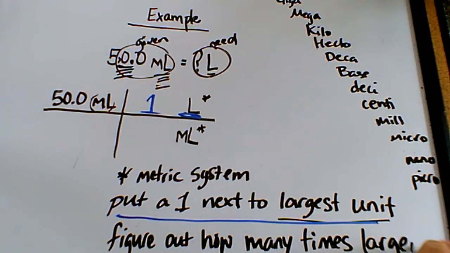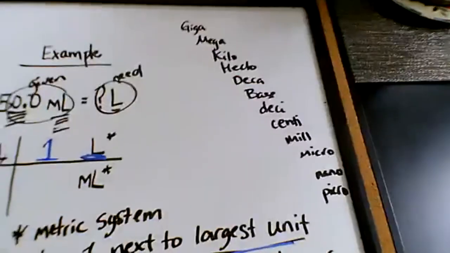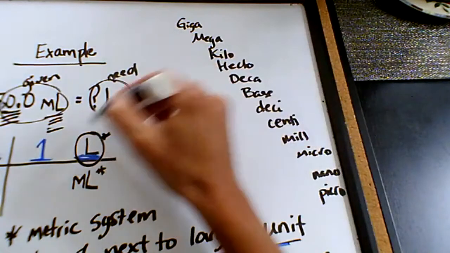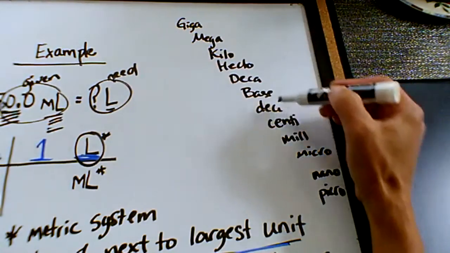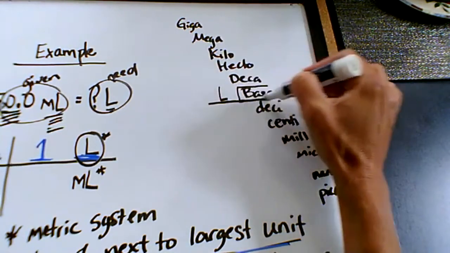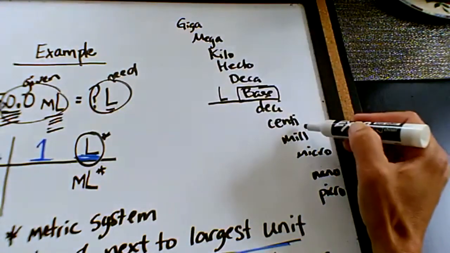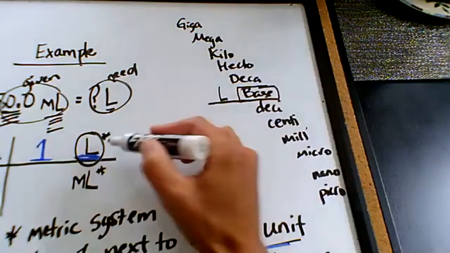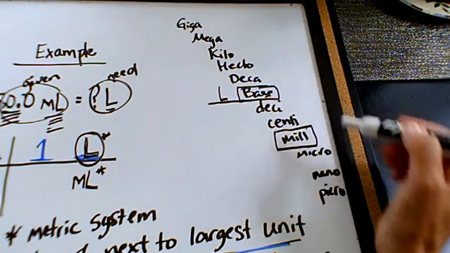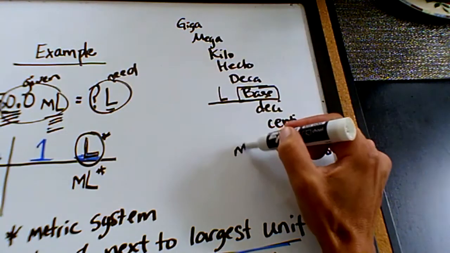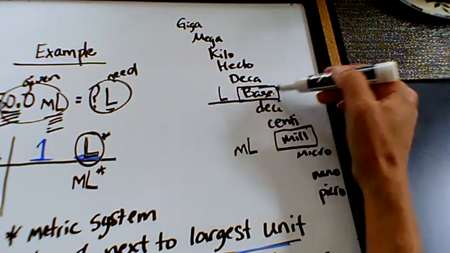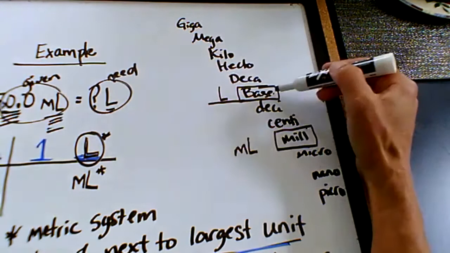Okay, so I'm going to use my metric system chart. I'm at liters. Liters is a base unit. It does not have a prefix. I am right here. Okay, I need to be, actually this is where I need to be. Okay, I am currently at milliliters. This is where I need to be. I'm sorry, I keep saying that wrong. This is where I am. This is where I need to be. They gave me milliliters. They asked for liters.